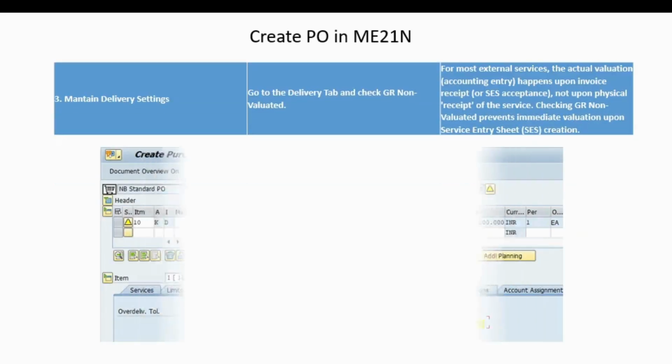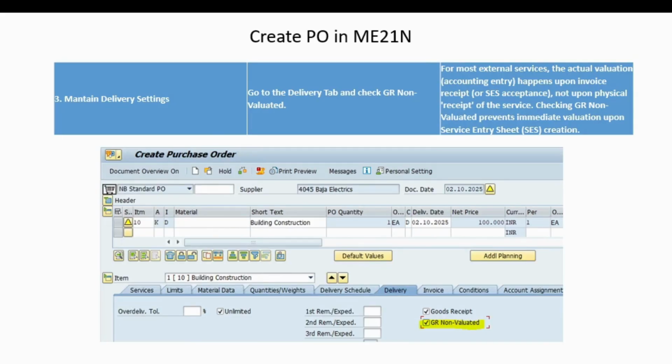Then third, maintain delivery setting. Go to the delivery tab and check GR Non-Valuated. For most external services, the actual valuation accounting entry happens upon invoice receipt or service entry sheet acceptance, not upon physical receipt of the service. So checking GR Non-Valuated prevents immediate valuation upon service entry sheet creation. So we need to check that one, GR Non-Valuated, over here.